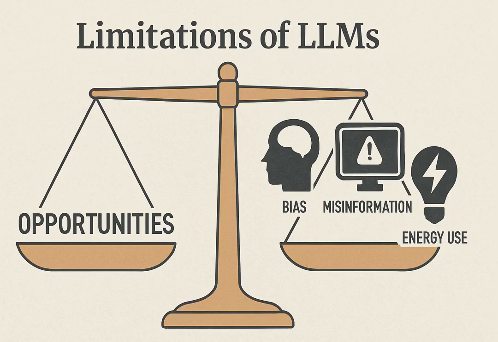LLMs can make mistakes, generate biased responses, or even confidently provide wrong information. They don't really know things, they just predict text. Plus, they require massive amounts of data and energy to train.